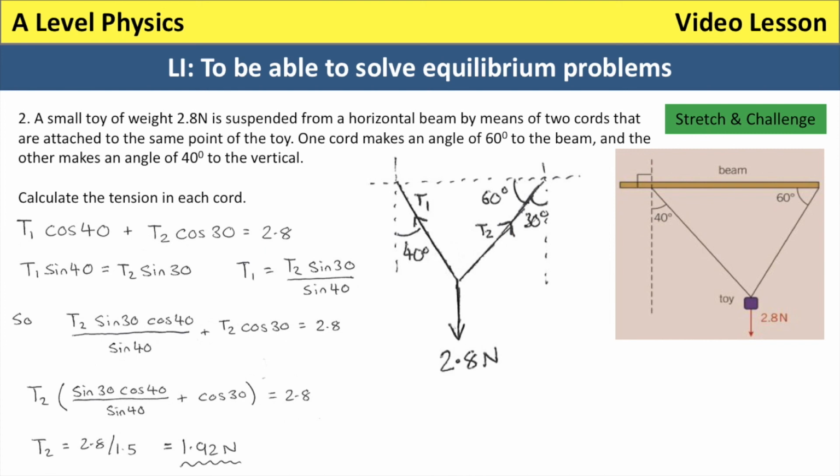It's now a dead simple case of finding the value of T1 because I know that T1 is T2 sine 30 over sine 40, so replacing T2 with 1.92 gives me 2.8 minus 1.92 over cos 30 over cos 40, which is equal to 1.48. I realise there on the board I've actually substituted it into the first equation, but it doesn't matter whether you substitute it into the first or second one, it will still come out as 1.48.